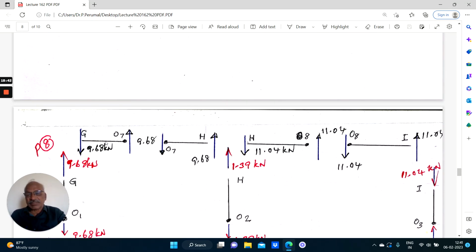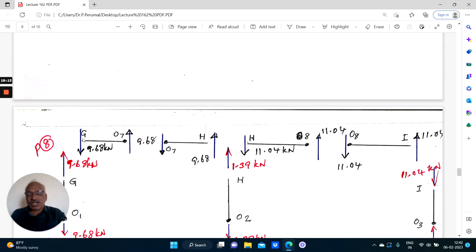Right. Now we are going to the next step, namely calculating the moments. Coming to this element, 9.68 down, and this is 9.68 up. This distance is 2 meters, we know. The top beam is totally 4 meters, so half the length is 2 meters. So these two forces will cause an anti-clockwise moment of 9.68 into 2.